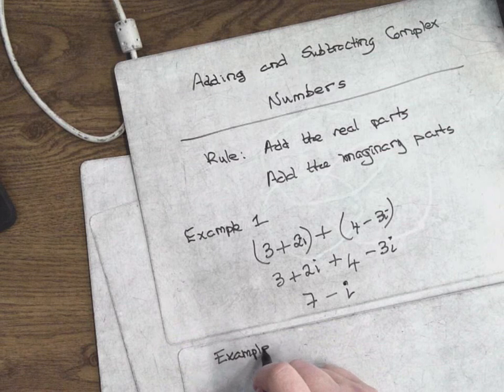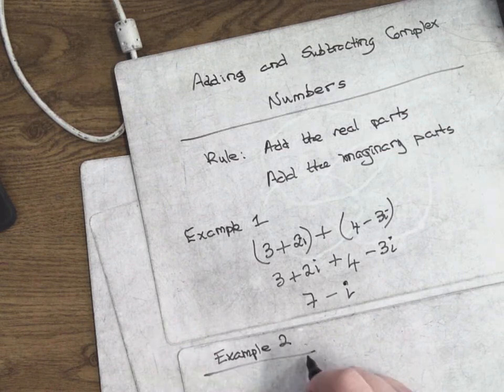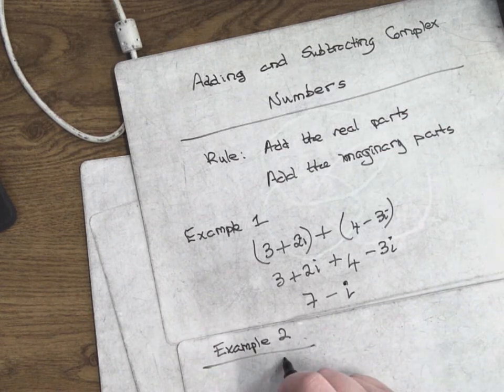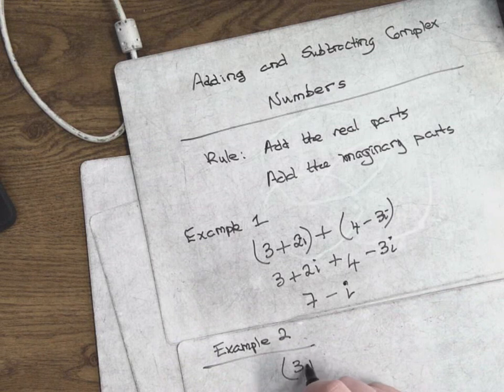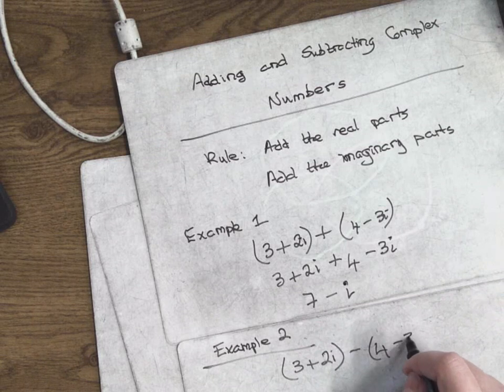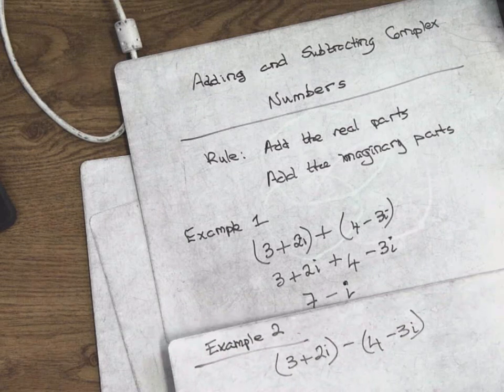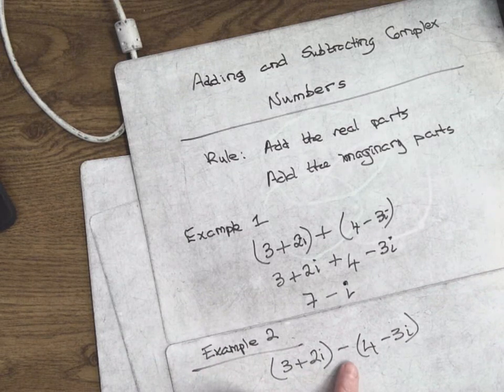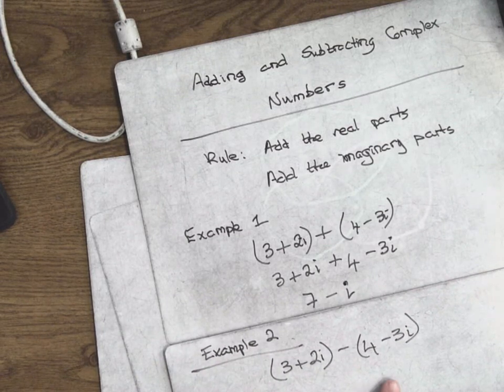Example 2. Okay, so I might do the same numbers, except this time I'll put a minus in the middle. So this time I want you to take them away. Now, I have to remove the brackets, but I have to be careful removing the brackets because when there's a minus in the middle, what happens to the signs in the second bracket?